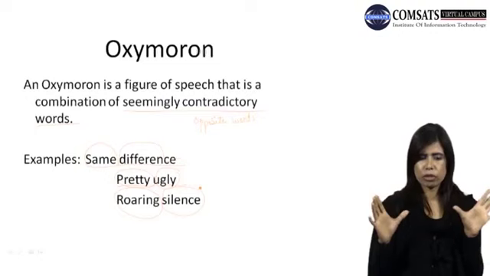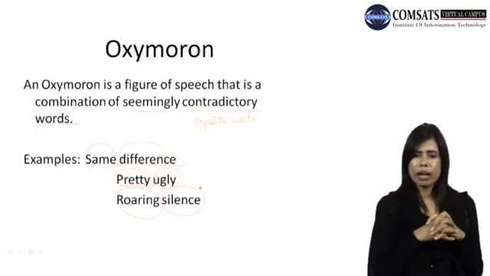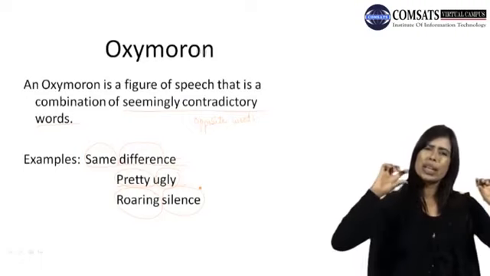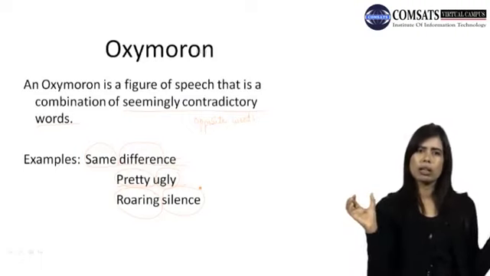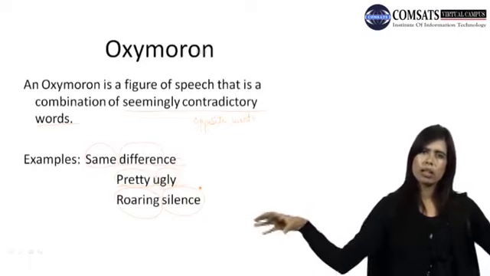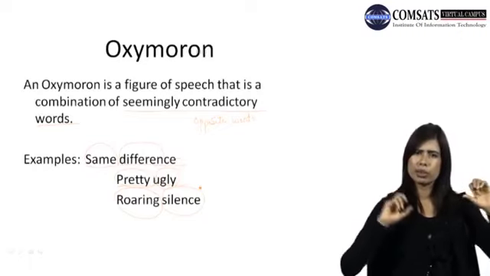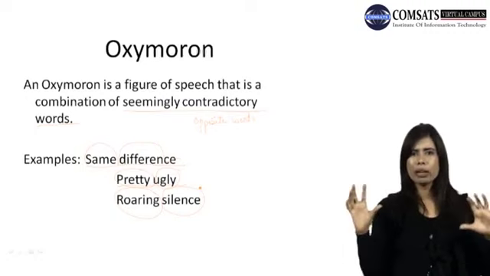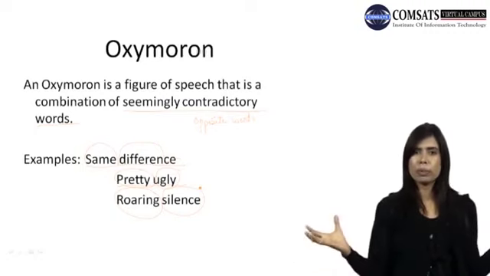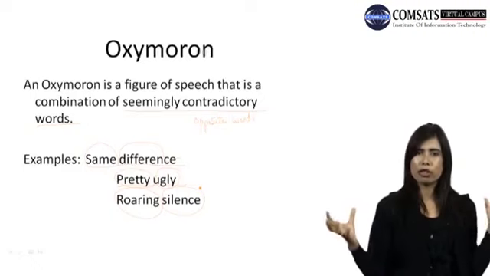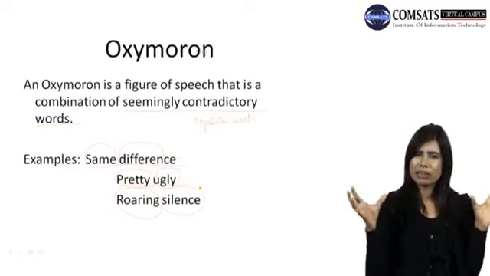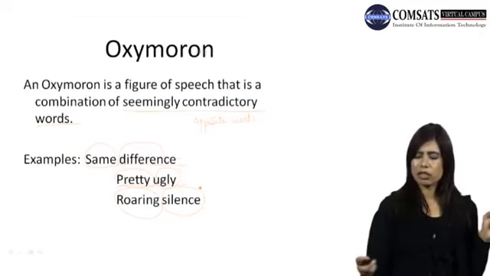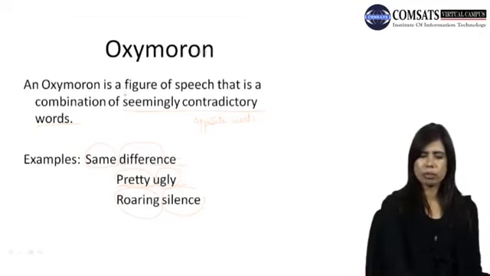For example, same and difference. Okay. Pretty plus ugly. So what is basically the point here? Pretty plus ugly, what do you think, my dear students? Pretty is the opposite of ugly. And roaring plus silence, both are opposite. Roaring is full of noise and silence is the opposite of roaring. So what is basically this? Don't worry, this is oxymoron.